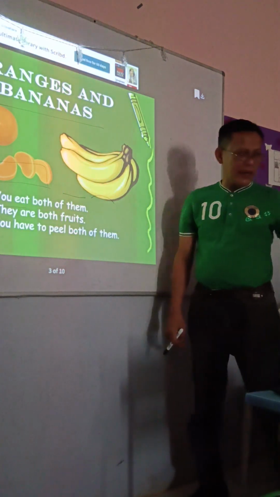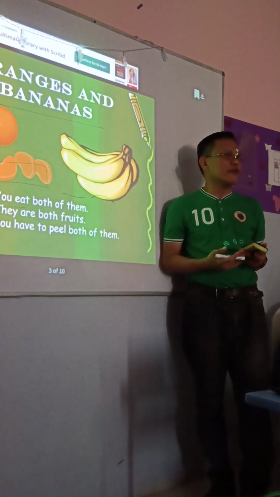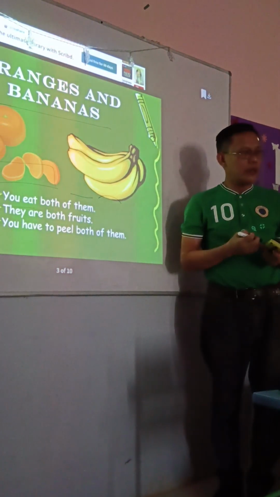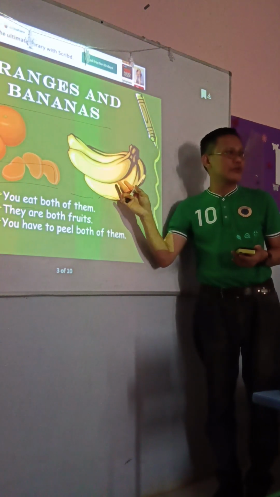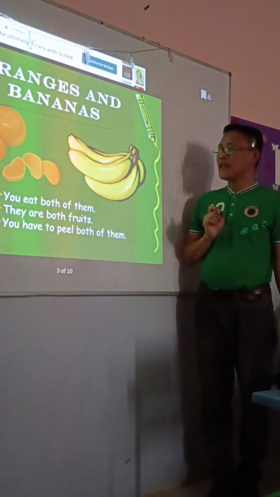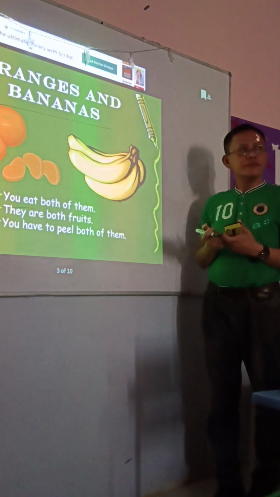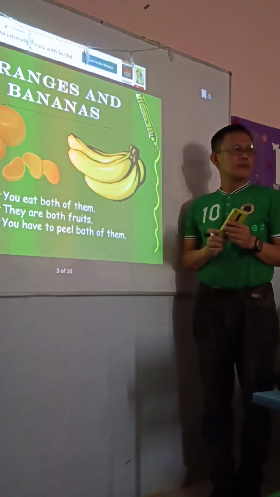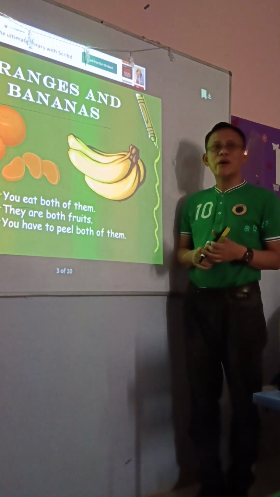Let's have an example. Okay? Ryan? Oranges and bananas. We need to find the similarities of these two fruits, these two objects. Now, in your own ideas, what are the similarities of these two fruits? They both have vitamins, okay? And they're both fruits, okay? What else? And we eat them. Both are food, okay? So we eat them. What else?